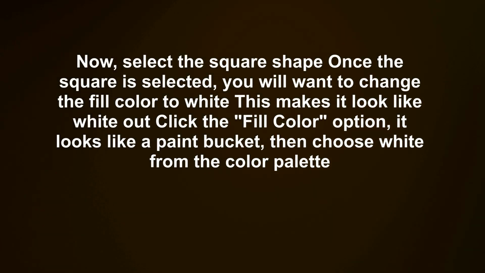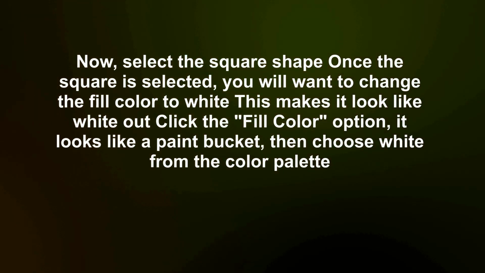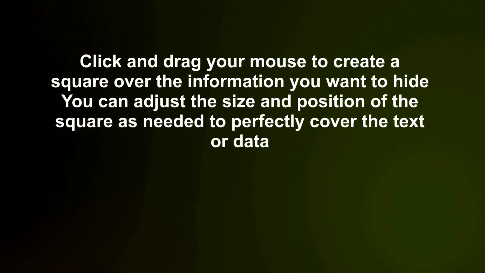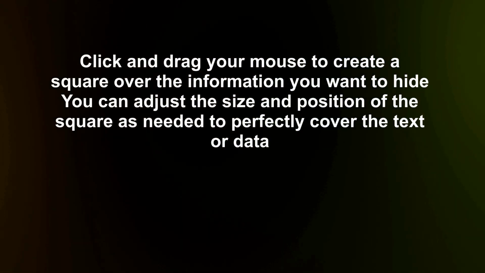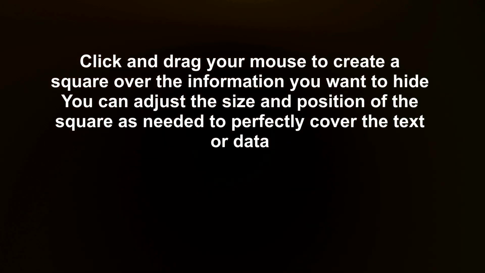Click the fill color option. It looks like a paint bucket. Then choose white from the color palette. Click and drag your mouse to create a square over the information you want to hide. You can adjust the size and position of the square as needed to perfectly cover the text or data.